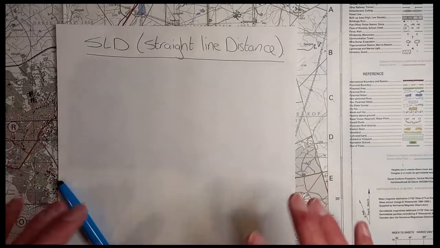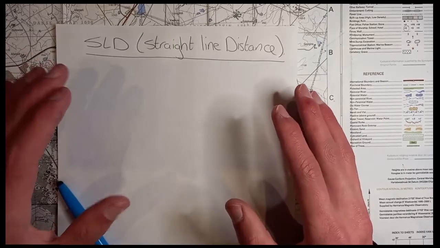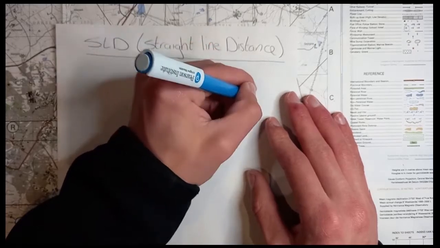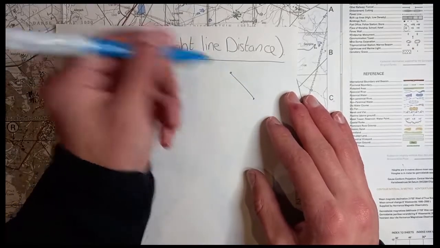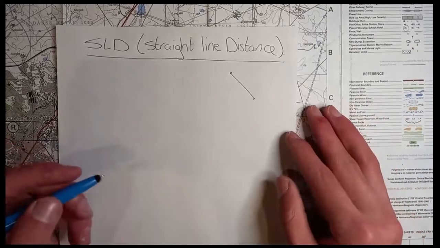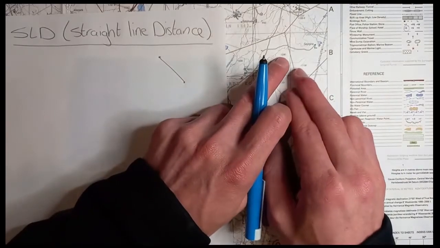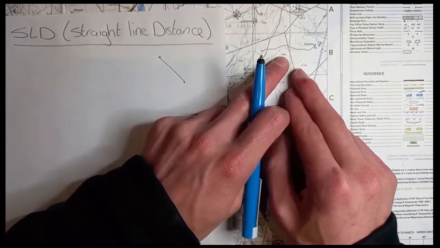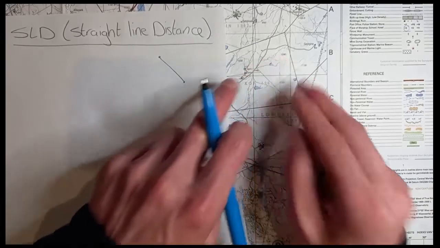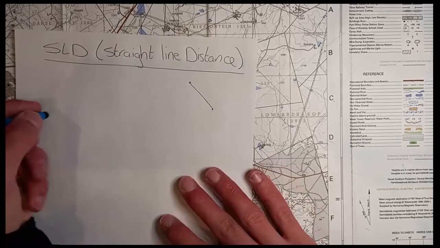Alright guys, so we are now going to be dealing with straight line distance. Straight line distance is essentially the distance from one point to another, as the bird flies. So very easy to calculate it. You're going to want 2 points on your map. So over here we are going to use spot height 1096, and we are going to use spot height 1106, right?